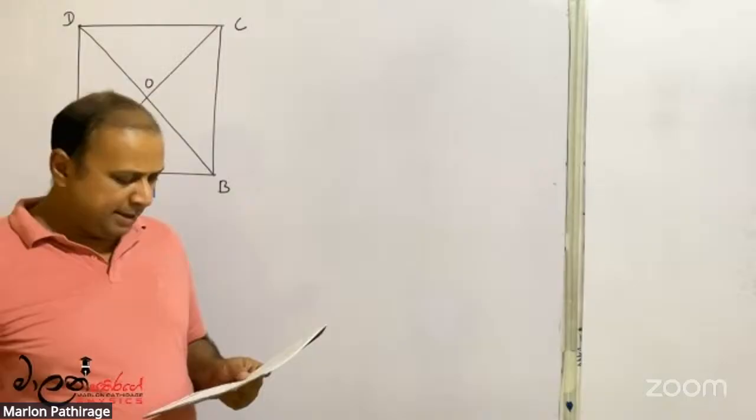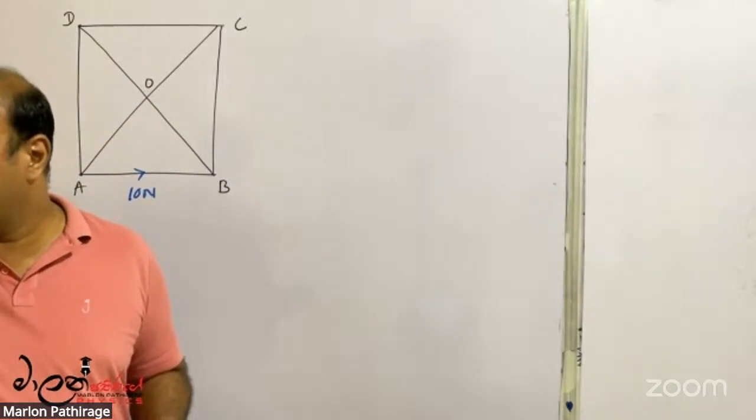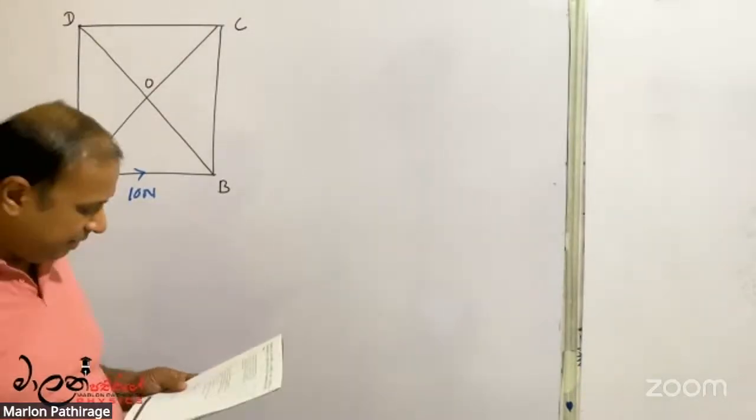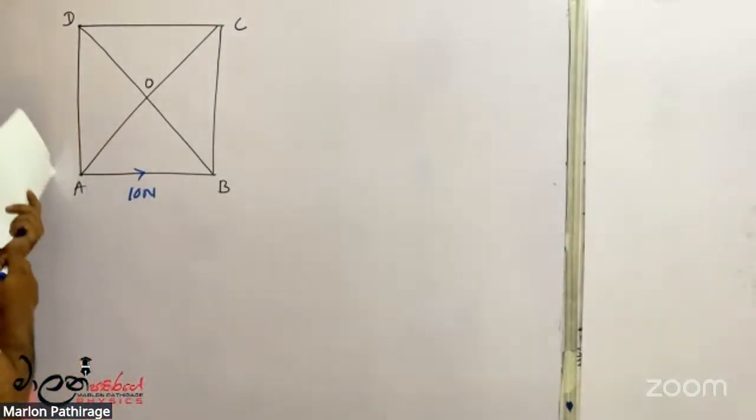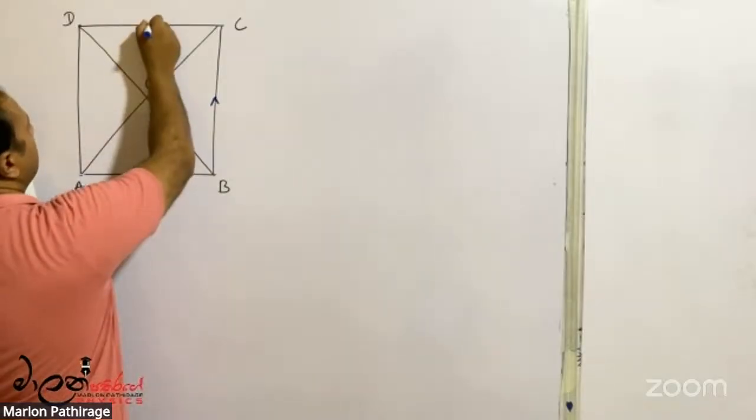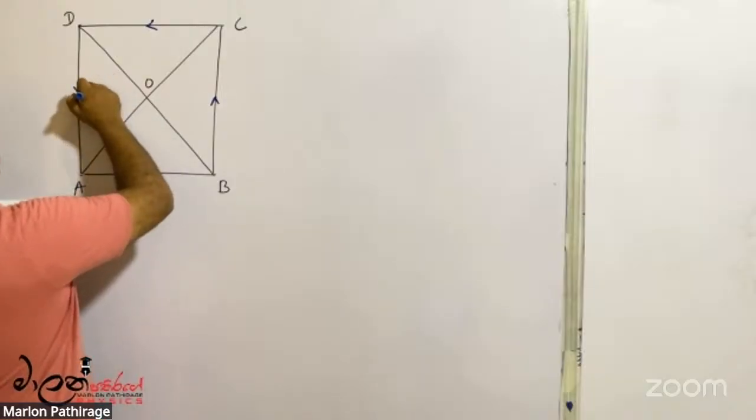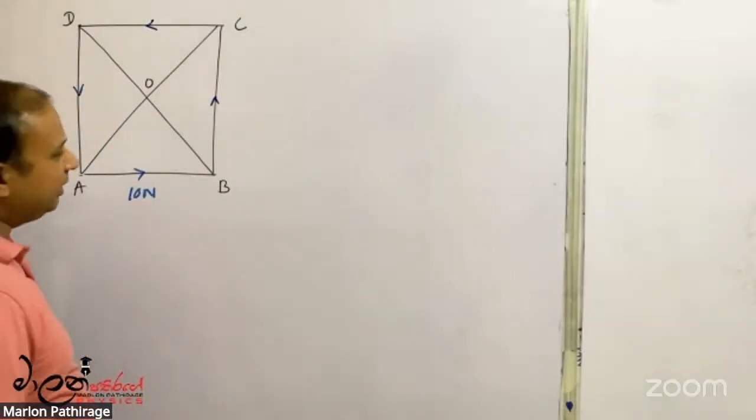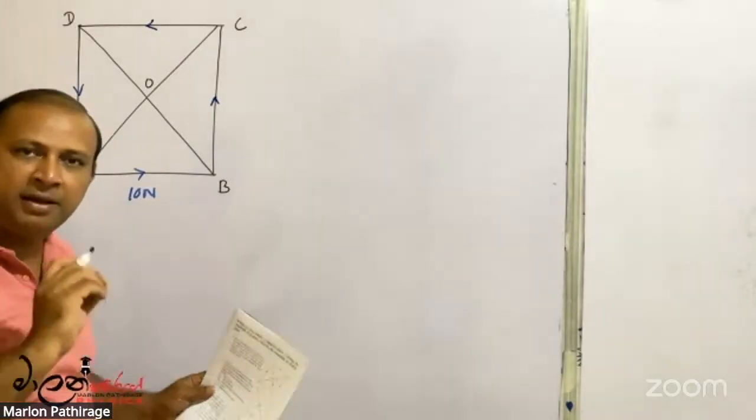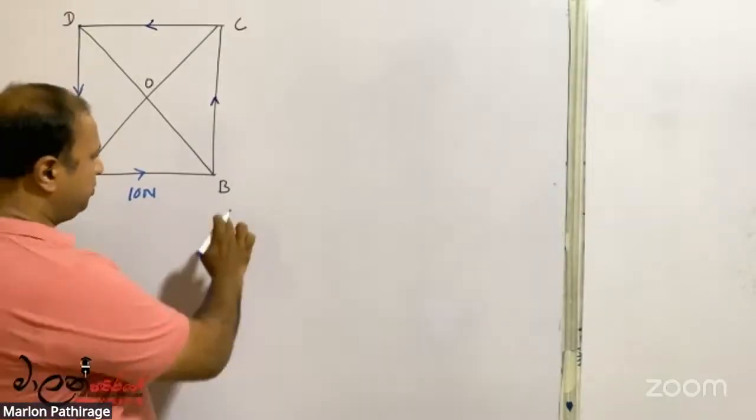You are asked to determine the BC vector, then the CD vector, then the DA vector. BC means this vector, CD this one, DA from D to A. You have to mark the arrowhead according to the given arrangement. BC means B to C.